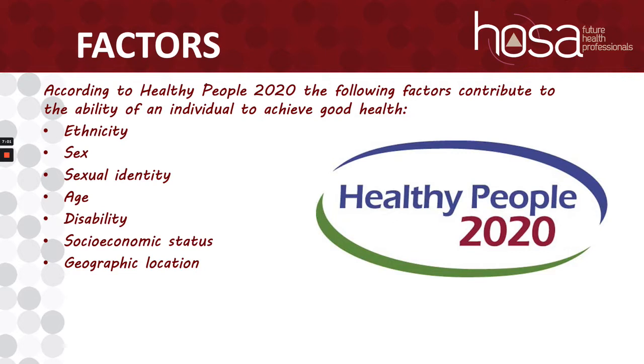You probably have heard of Healthy People, and Healthy People 2020 lists the following factors that may contribute to the ability of an individual to achieve good health. And those include ethnicity, sex, sexual identity, age, disability, socioeconomic status, and geographic location.